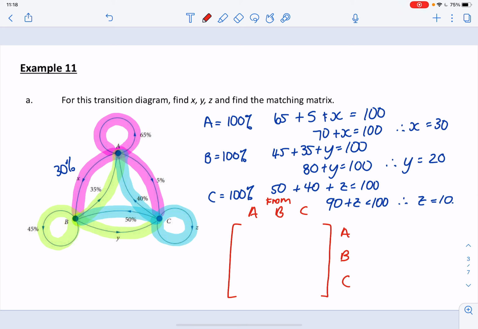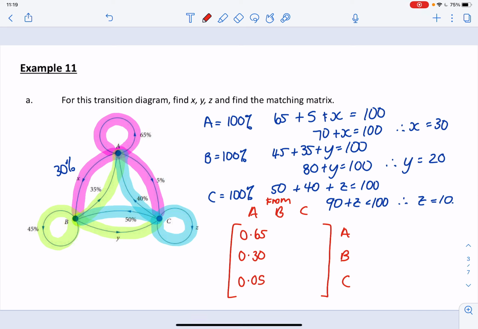A, B, C. Now, A to A was 65%. So as a decimal, it's 0.65. A to B we found was 30%, 0.30. You don't have to put the second zero if you don't want to. I just like to keep it nice and neat. And A to C gives us 5%, which is 0.05.